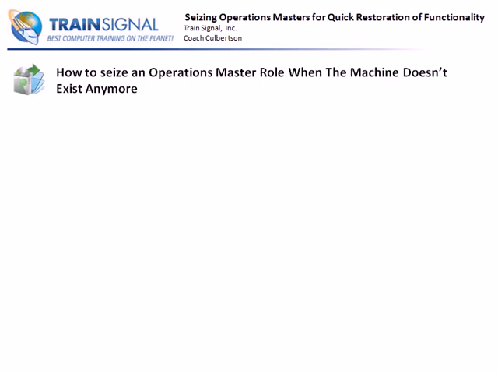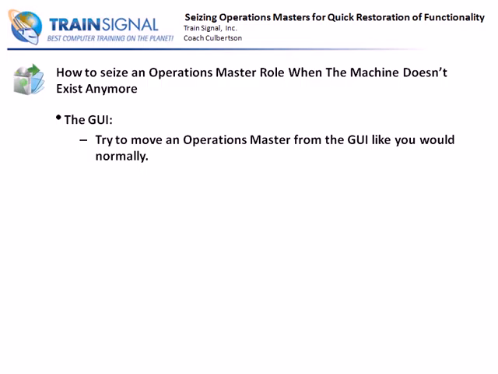So let me tell you how to seize an operations master role, also known as a FSMO, when the machine doesn't exist anymore. The first way that we can do this is through the graphical user interface, through the Server Manager. First of all, we can try to move the operations master from the GUI like we would normally. We already know how to change operations masters. I've shown you that in a previous video.